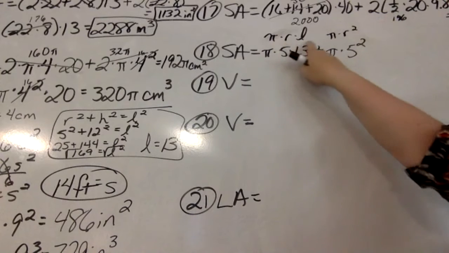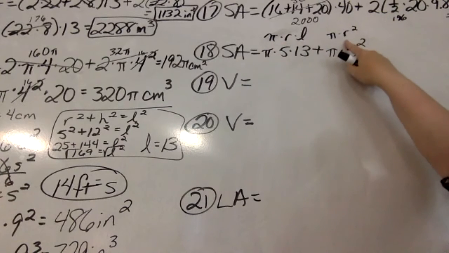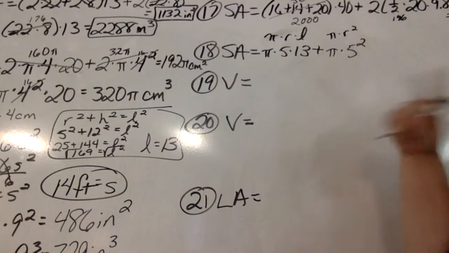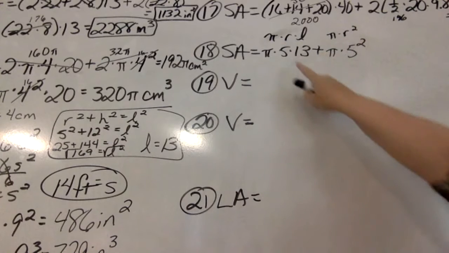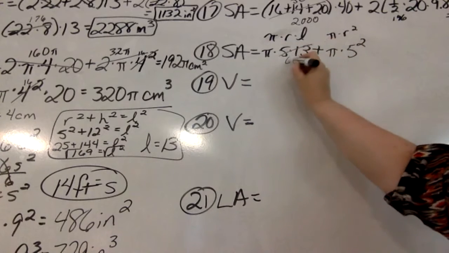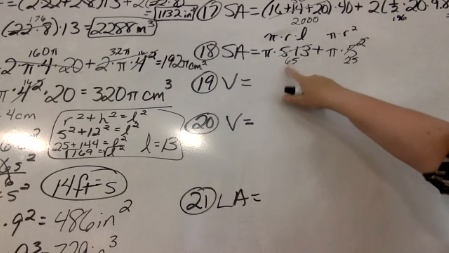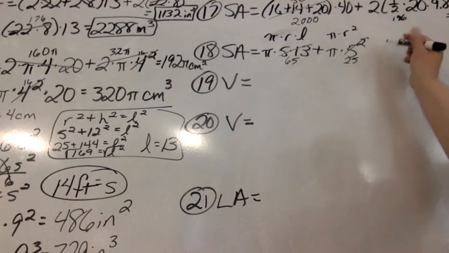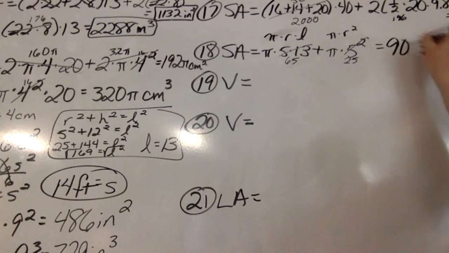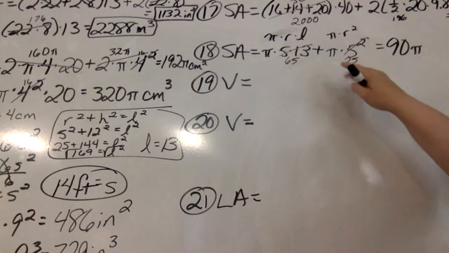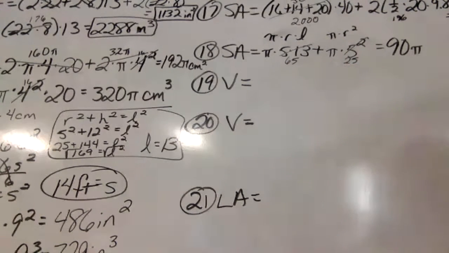Okay, we have the lateral area plus the area of the circle added together for the total surface. So 5 times 13 is 65. 5 squared is 25. 65 plus 25 is 90. But it still has pi on there. And then our units of measure were feet. So it's 90 pi feet squared.